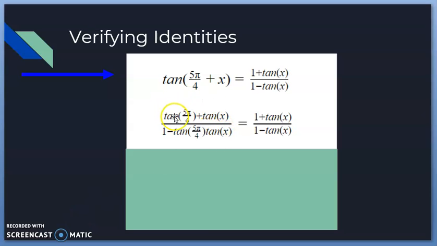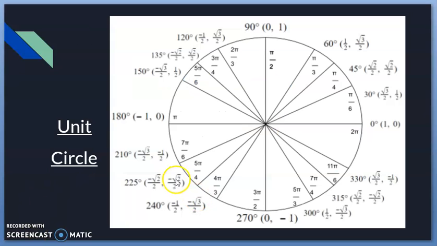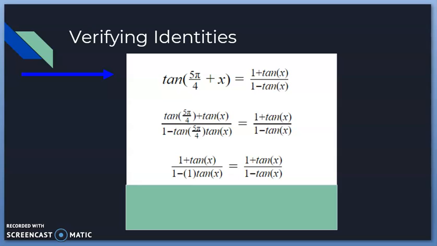And as we can see, the tangent of 5 pi over 4 is a special angle, meaning it appears on our unit circle. So if we look here, we have negative root 2 over 2, negative root 2 over 2 for the sine and cosine of 5 pi over 4. If we divide these by one another, sine over cosine, we have 1. So let's take it back to our identity we need to verify.